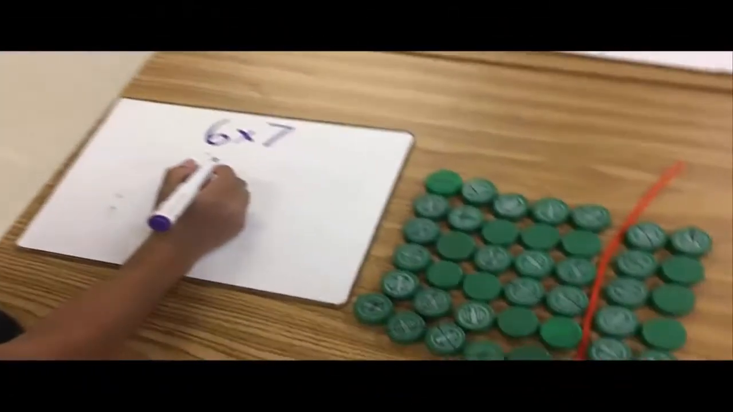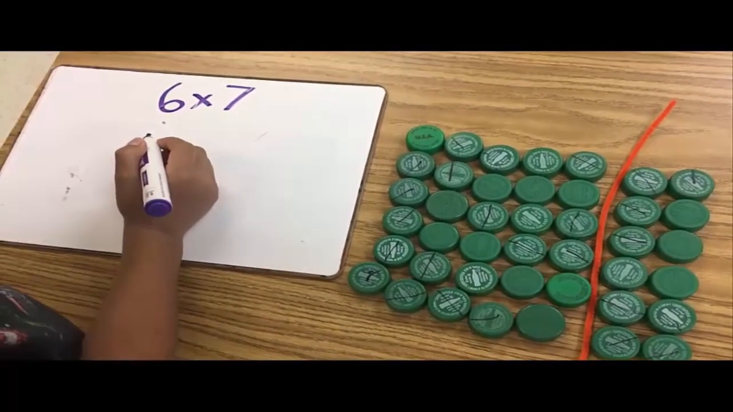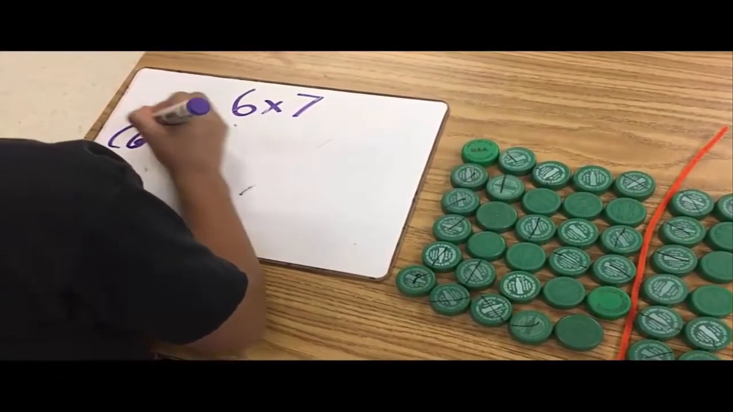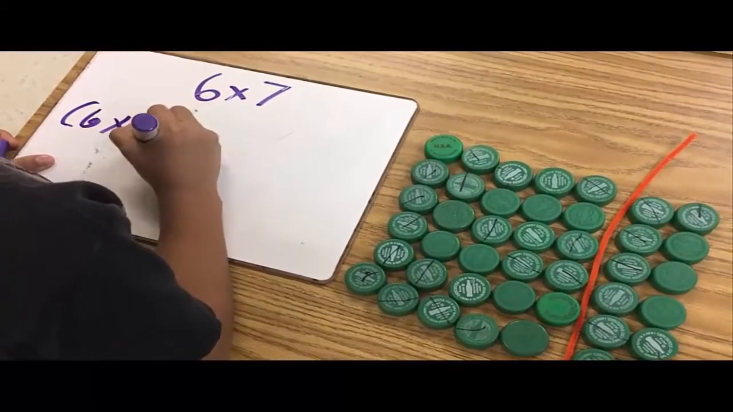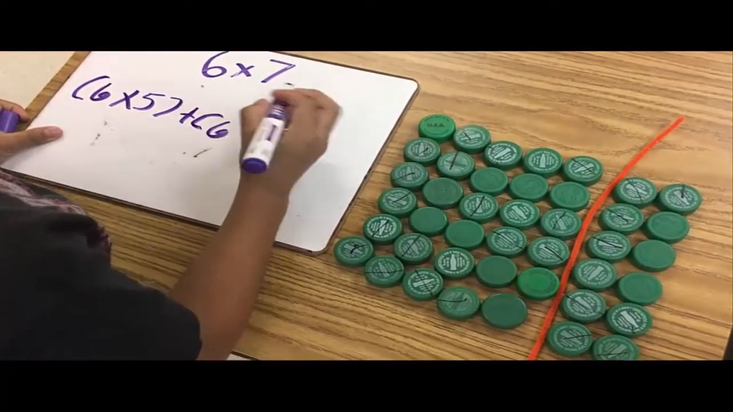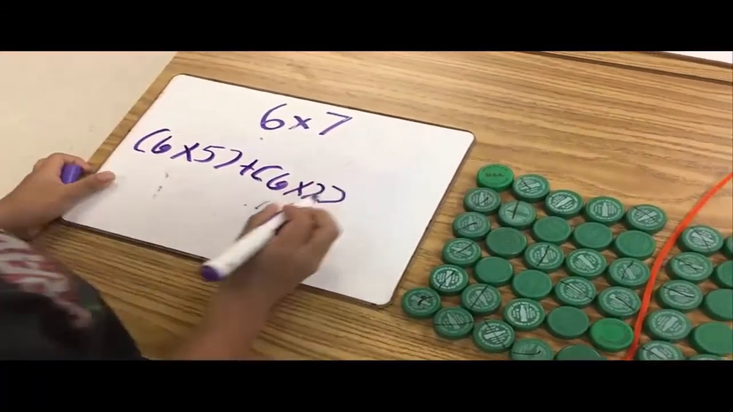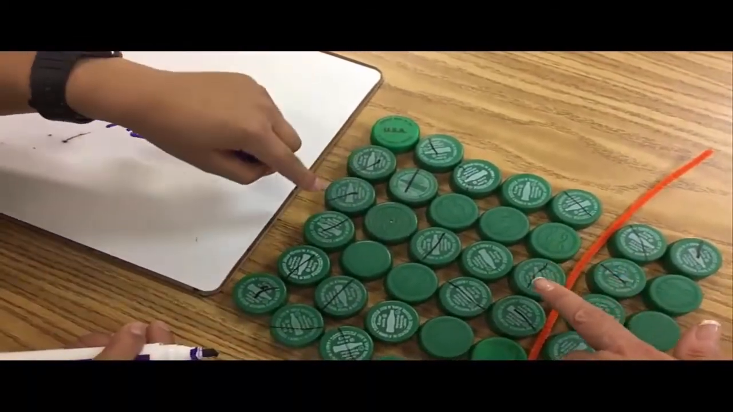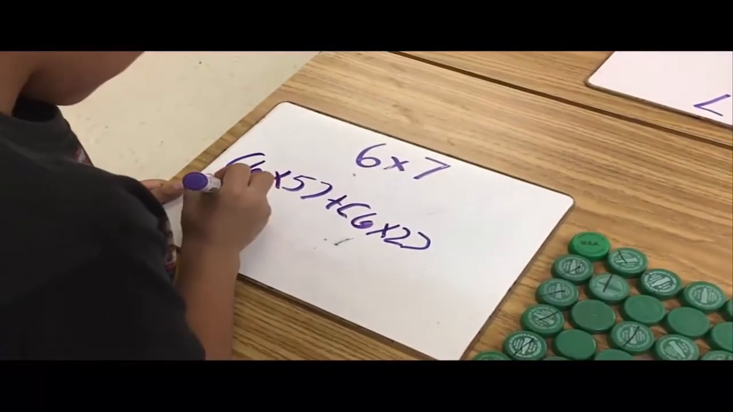So how did you break down your array into smaller parts? I work out what 6 times 5 plus... Okay, can you write that down? So you have 6 times 5, and what's the other part? Plus 6... Okay, can you count by 5s? Yeah. Okay, let's count by 5s. 5, 10, 15, 20, 25, 30. So 6 times 5 is 30.